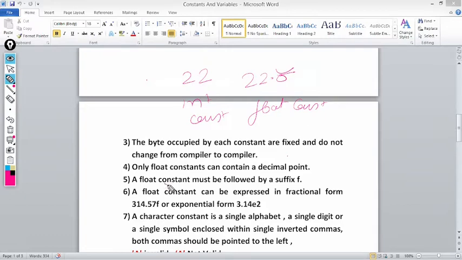That is why a float constant must be followed by a suffix f also. Only a float constant can contain a decimal point, that we have already discussed. Next point, a float constant must be followed by the suffix f. It means you have to write 22.0f. If you are not writing f, this 22.0 is treated as a double constant. It will take 16 bytes. So if you want to store it in 8 bytes, you have to write 22.0f. If you are not specifying f, it will be treated as a double.